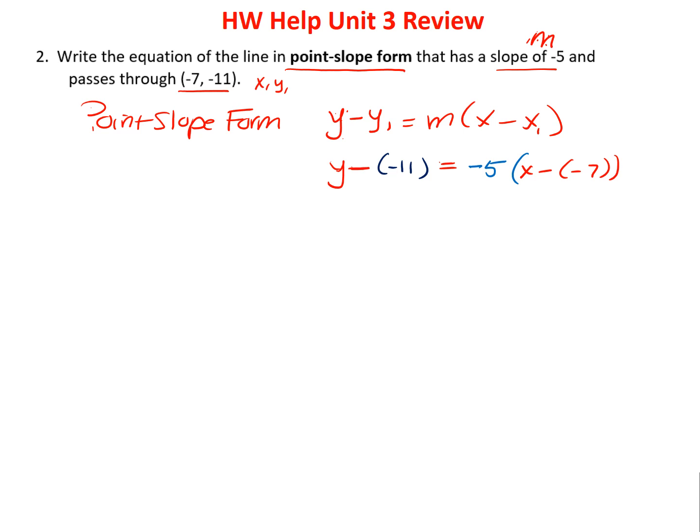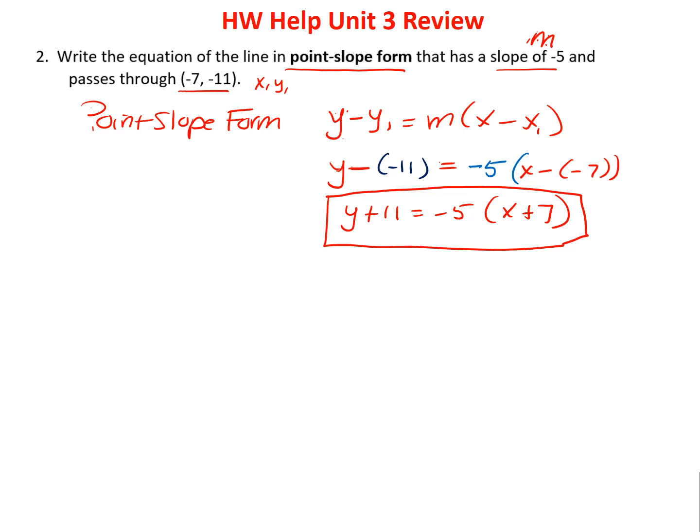Something tough about this one is making sure we keep our negatives straight. y minus a negative 11 is y plus 11, equals minus 5, times x minus a negative 7 becomes x plus 7. And since they asked us to leave it in that form, that's our answer.